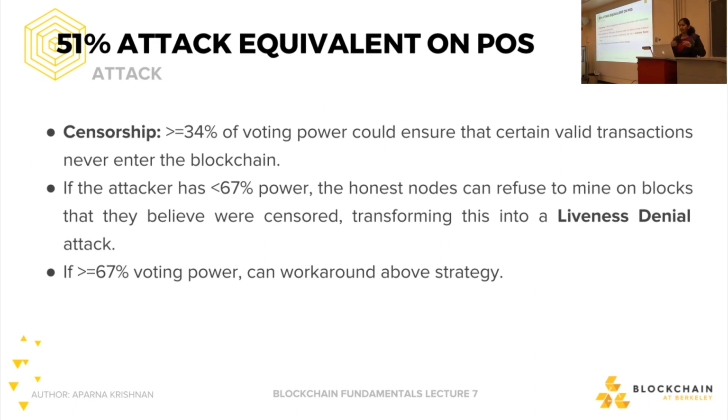If the malicious adversary now has more than 67% voting power, you need a completely different strategy. Because now, even your honest majority cannot vote no on any block that you're proposing, if you remember in the BFT proof of stake case.